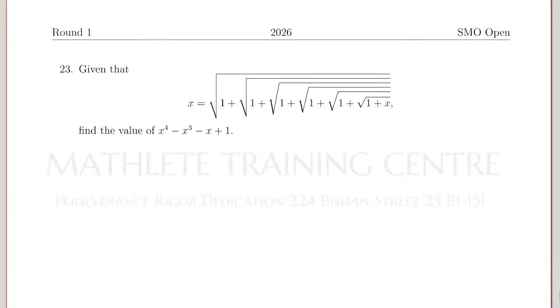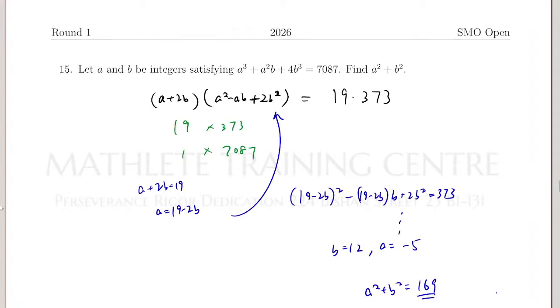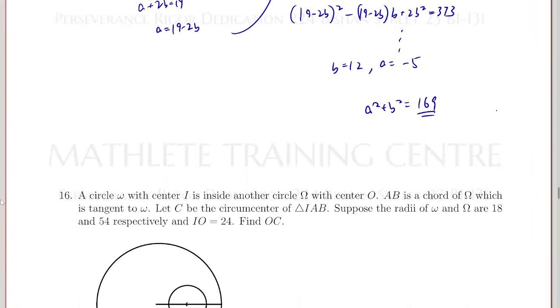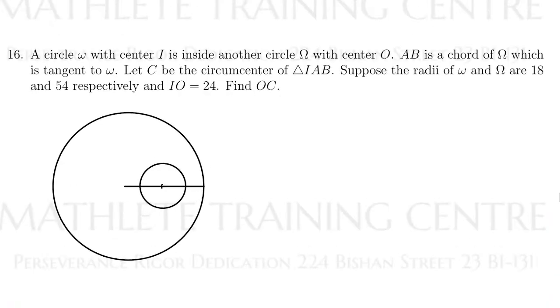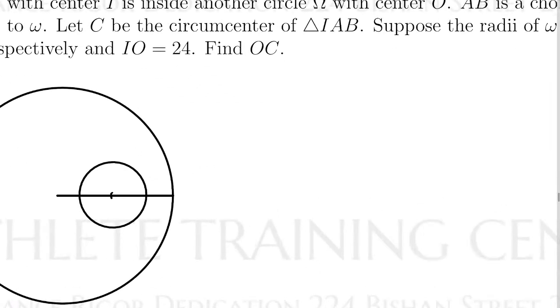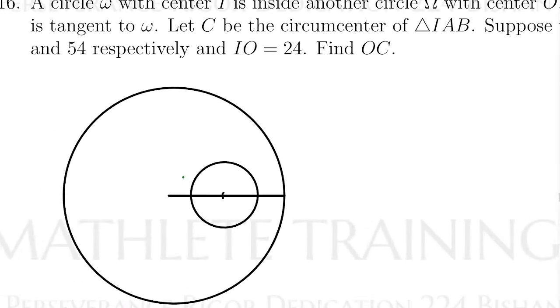Let me zoom in a bit. You can figure out certain lengths. This is 18, 18, and then 6. Then this is 12.